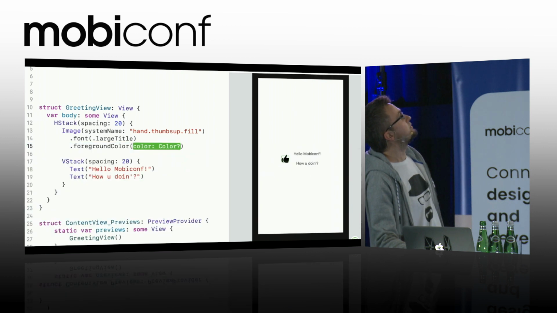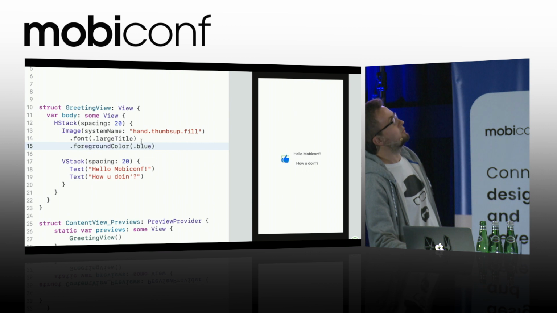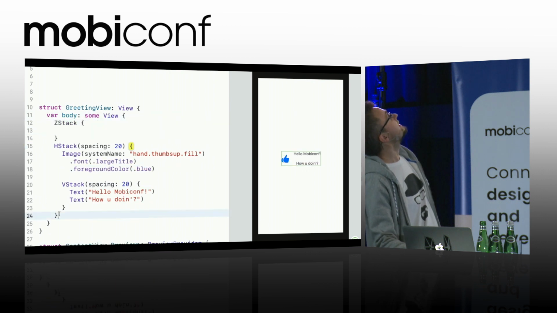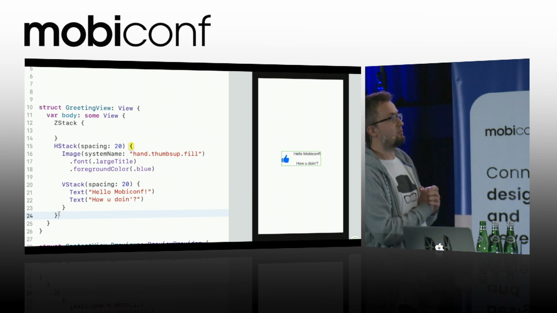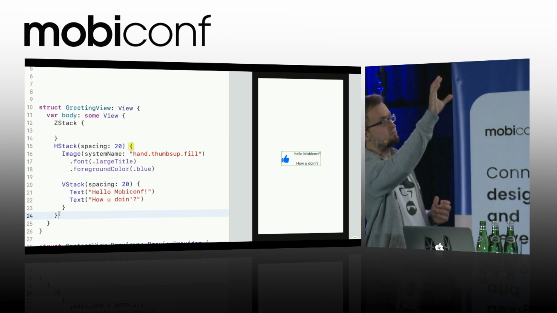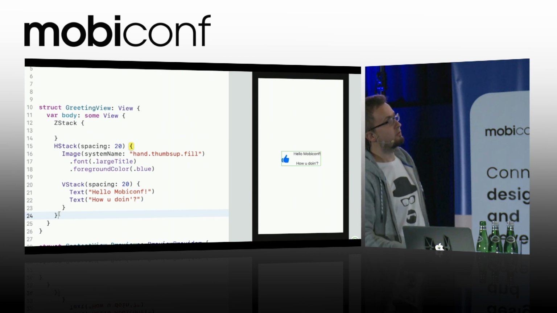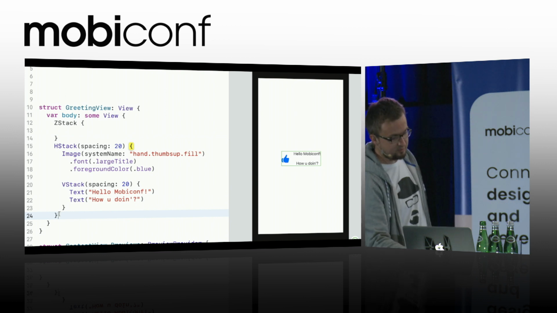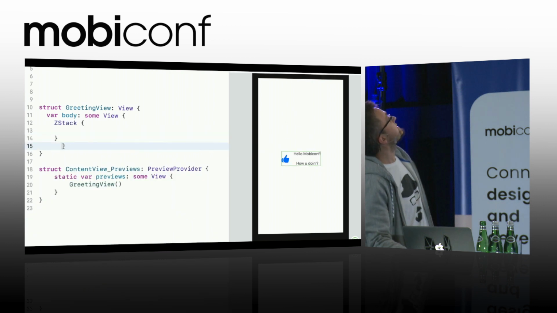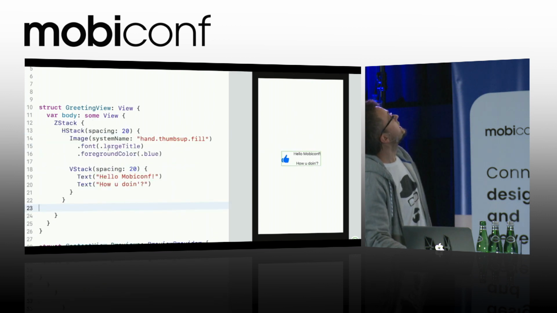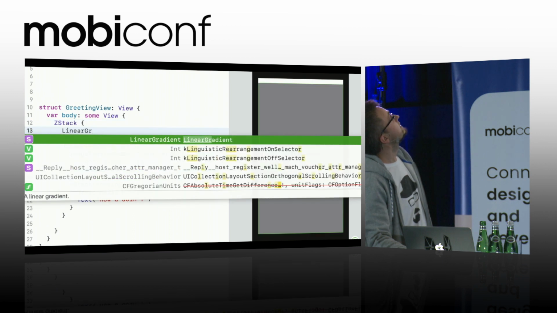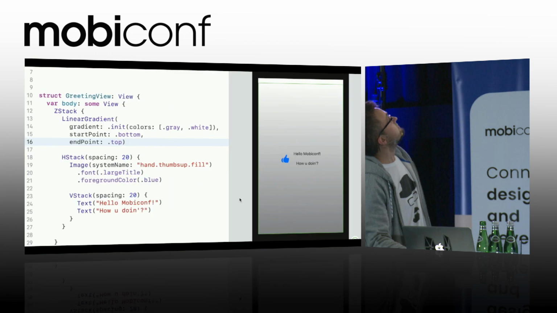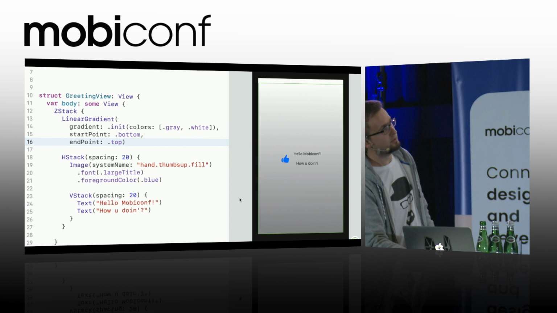Pretty cool, maybe to blue. And voila, it renders. And now I want to show you the Z stack. What I will do is apply a gradient background in the back of this stack. And I must place this entire H stack inside the Z stack. And then I must introduce the linear gradient. As simple as that. Few lines of code created a gradient background that is stretched to fill this whole screen.